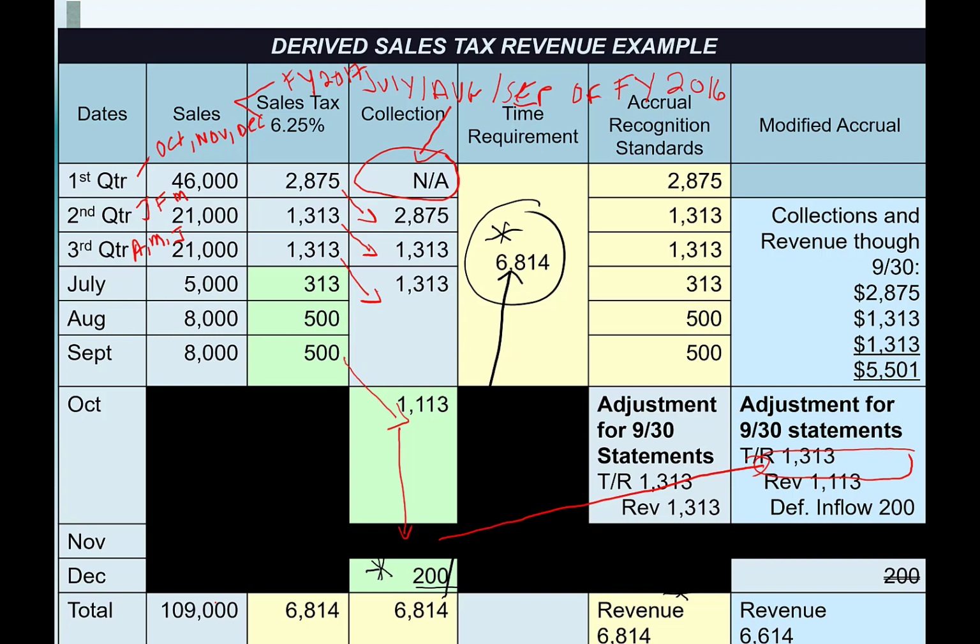But the most important takeaway here is we use eligibility and time. For derived non-exchange, we only worry about time. We take the revenue when the underlying transaction takes place, right? That's the full accrual rule. And then for modified accrual, we just got to keep our eye on the collection, and if it falls outside of 60 days, then we treat it as a deferred inflow. That's all that's going on here. Question?